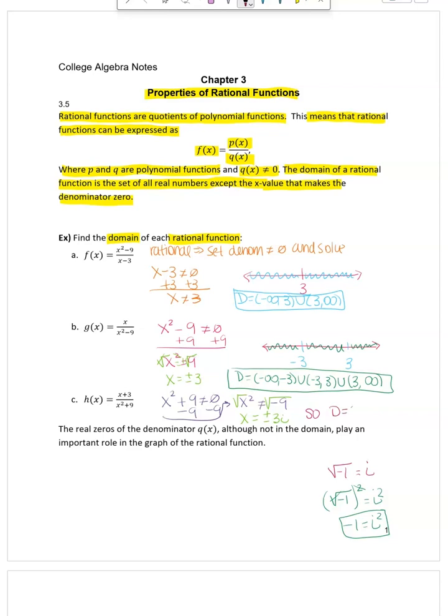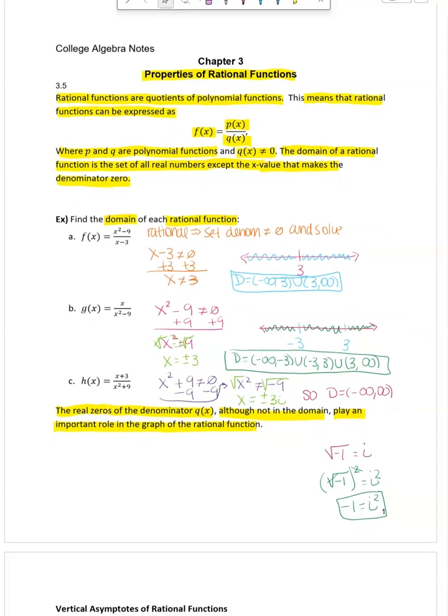So our domain here is going to be -infinity to +infinity, right? Because our domain for a polynomial is all real numbers. Important word, real numbers. So the real zeros of the denominator q of x, although not in the domain, play an important role in the graph of a rational function. And we're just going to scroll up and find out what that is, okay?